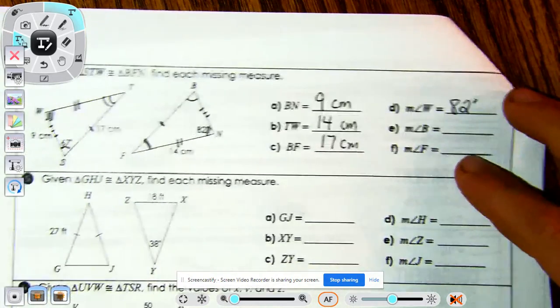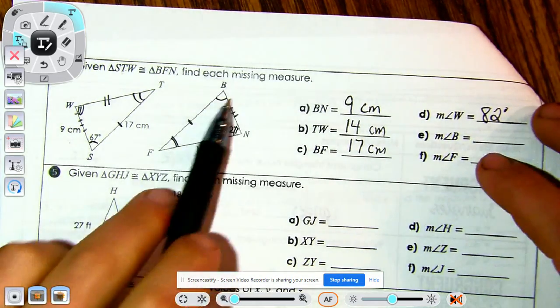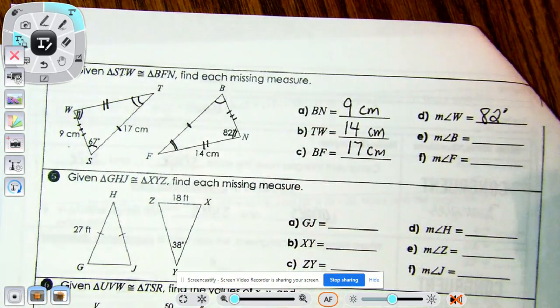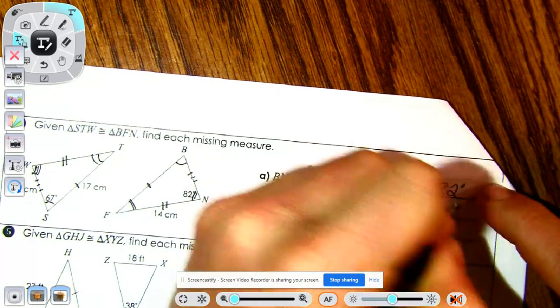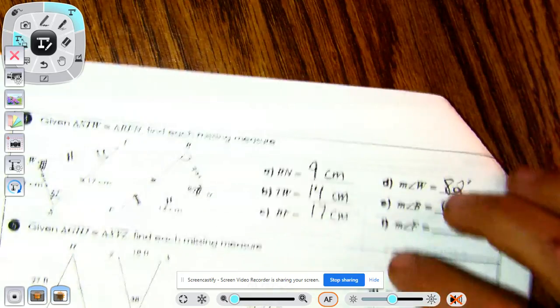Angle B is going to be congruent to angle S. So the first one's listed up here. So B is going to be equal to 67 degrees. Last but not least, they did ask about F.